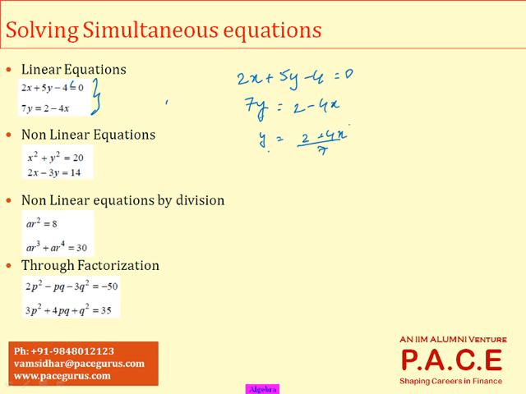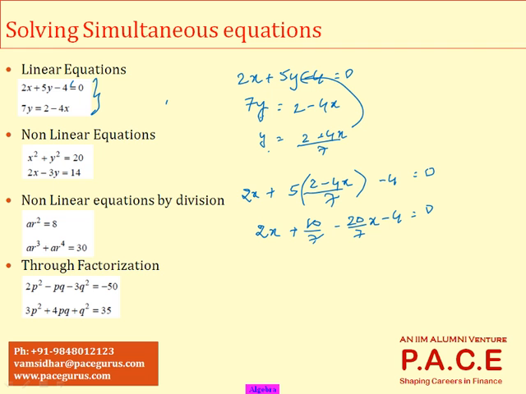Fine, so this is your first step. Now you put this value for y in the first equation. You can do it either way. 2x plus 5 into y, which is 2 minus 4x by 7, minus 4 equal to 0. Now this entire thing is only in terms of x: 2x plus 10 by 7 minus 20 by 7 x minus 4 equal to 0.